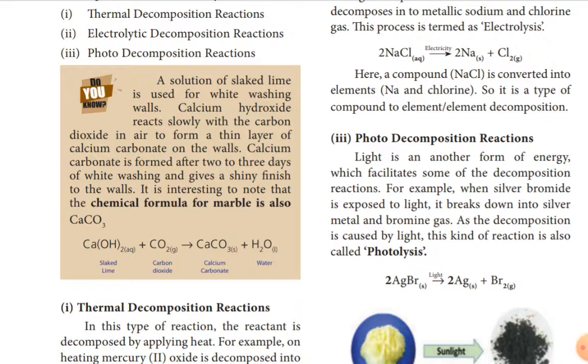Similarly, you can write some more examples. For the photo decomposition reaction, I give one more example: silver chloride. You can write it as a word equation. Silver chloride solid, in the presence of sunlight, gives silver plus chlorine. I repeat: silver chloride solid gives an arrow mark, above the arrow mark, light, and the products are silver plus chlorine. Silver chloride is solid, silver is solid, chlorine is gas. This is completely similar to the given example in your text, silver bromide to silver and bromine.